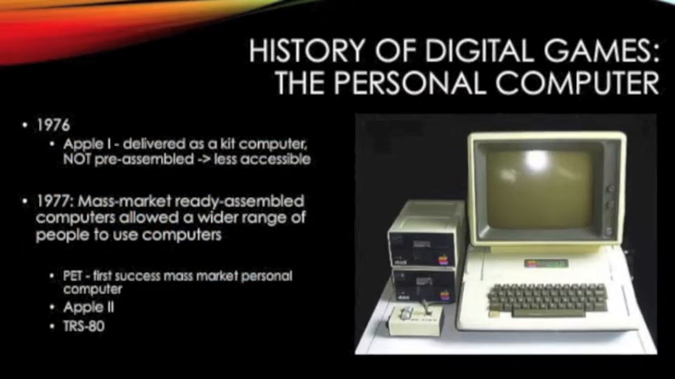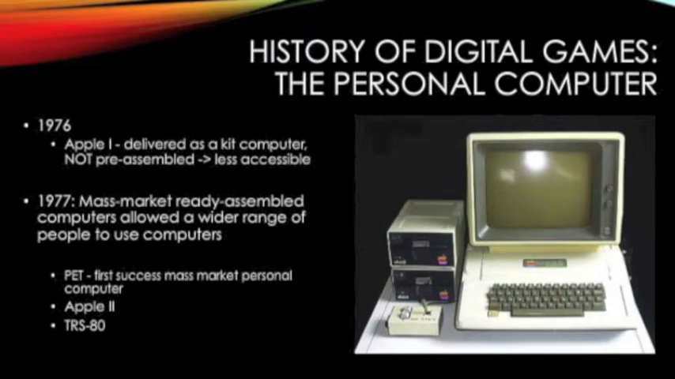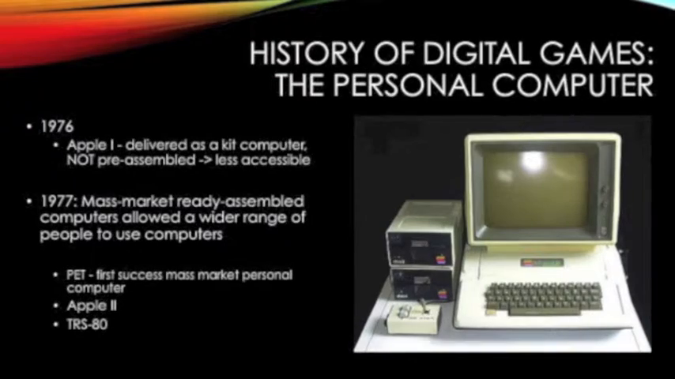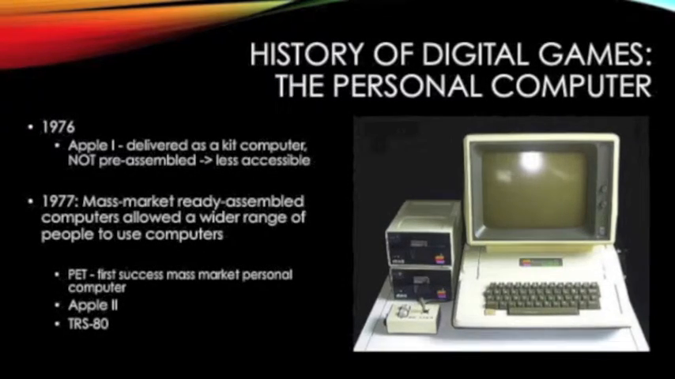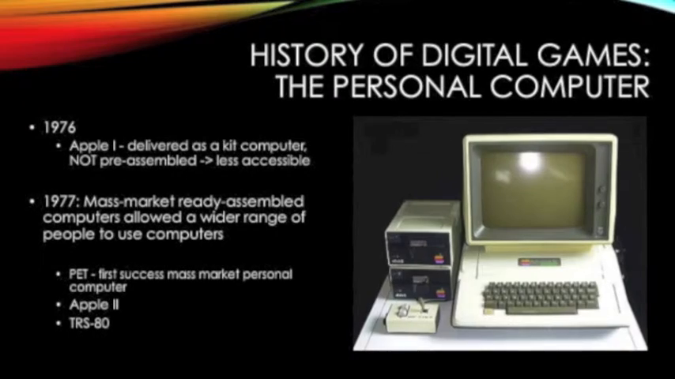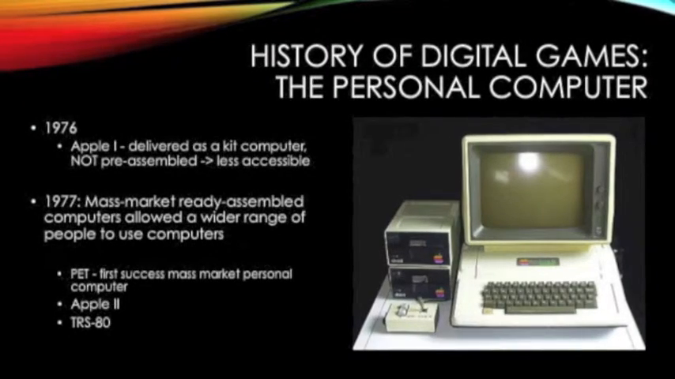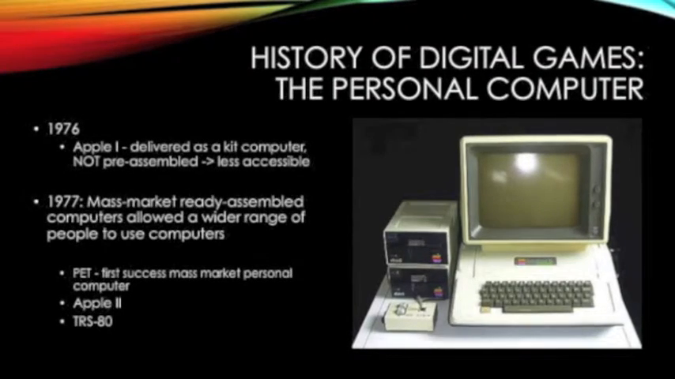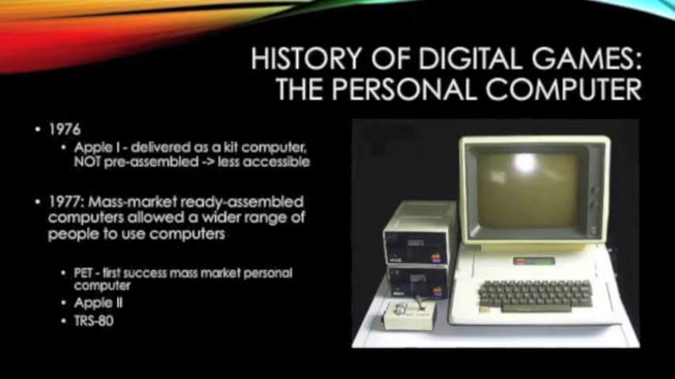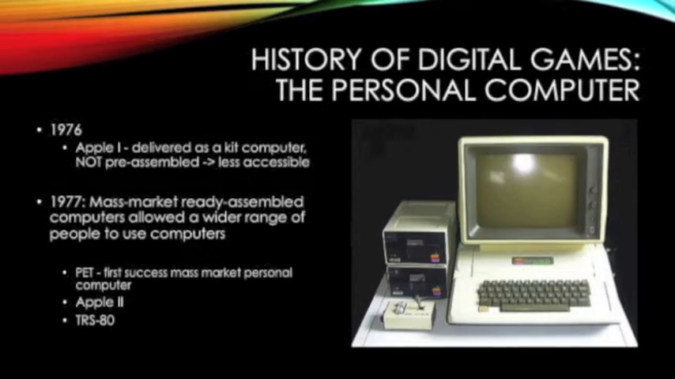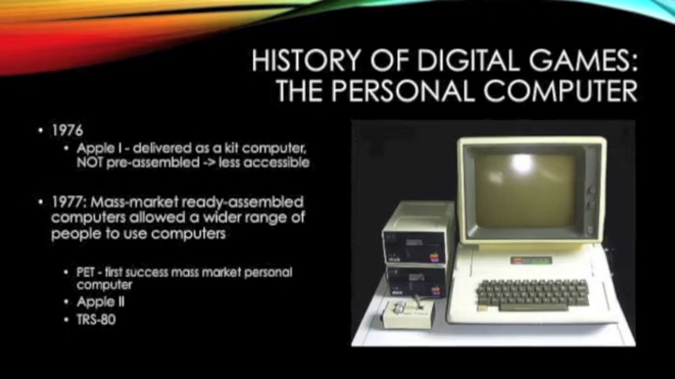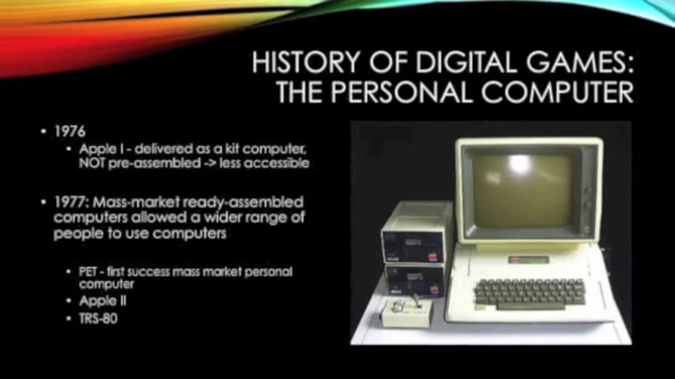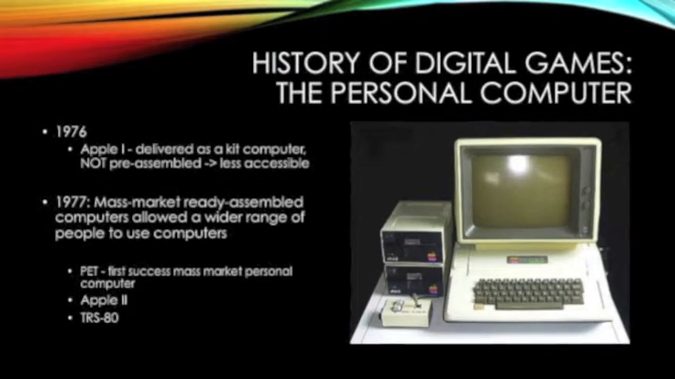During the personal computer era, in 1976, the Apple I was delivered as a kit computer. It was not pre-assembled, which made it less accessible. In 1977, mass-market ready-assembled computers allowed a wider range of people to use computers. These are some examples of mass-market ready-assembled computers, such as the PET. It was the first successful mass-market personal computer. Also included are the Apple II and TRS-80.